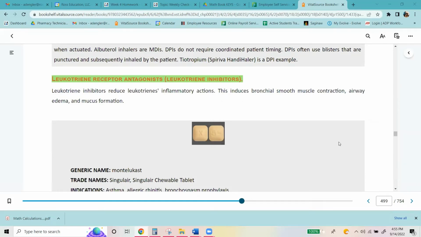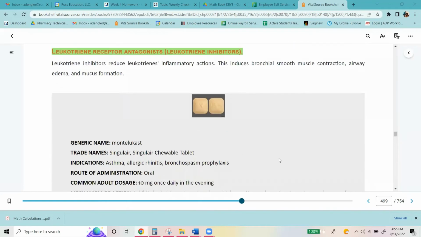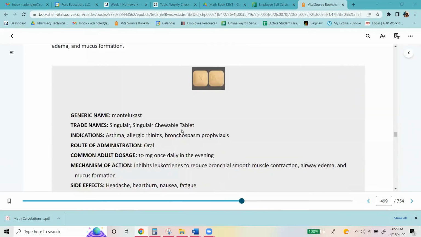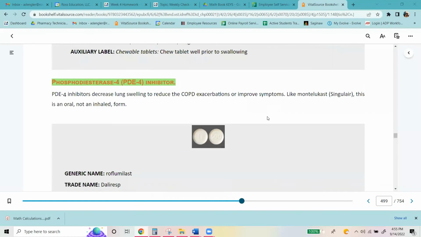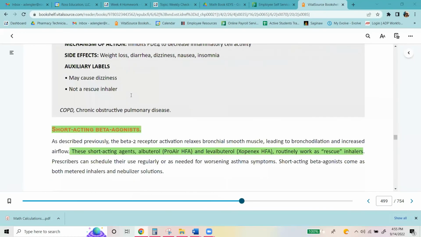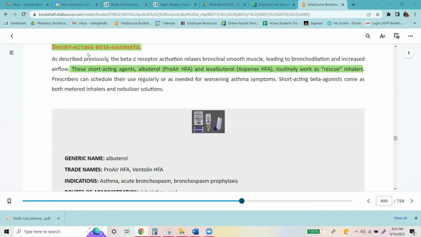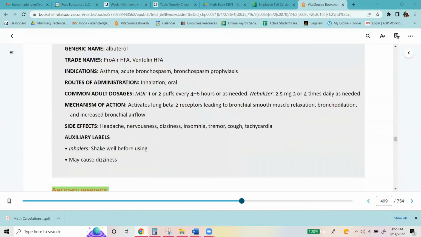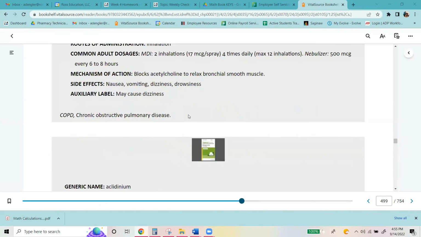These reduce inflammatory actions, and they inhibit bronchial smooth muscle contraction, airway edema, and mucus formation. So Singulair is a pretty popular medication. It is indicated for asthma, allergies, and bronchospasm prophylaxis. We talked about Daliresp in the previous chart. We also talked about short-acting beta agonists in that chart, and anticholinergics.